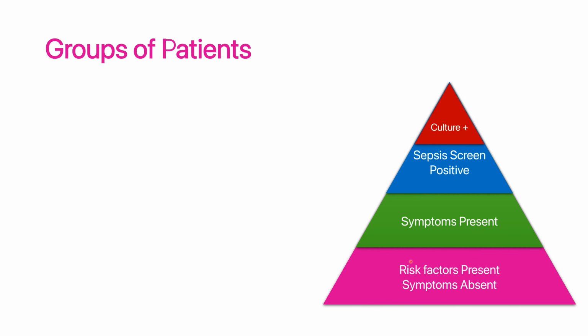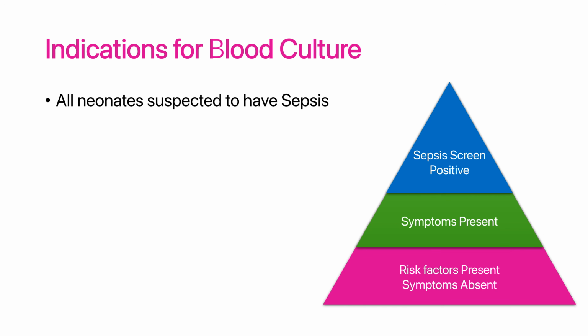Second group is in which symptoms are also present. Third group is in which sepsis screen is also positive, and fourth is a smaller group of patients in which culture has also revealed some organism. So these are the four groups of patients. So in which group of patient you have to send blood culture? Answer is all. All neonates suspected to have sepsis, blood culture must be sent. That means if sepsis screen is present, blood culture must be sent also. If symptoms of neonatal sepsis are present, blood culture must be sent also.